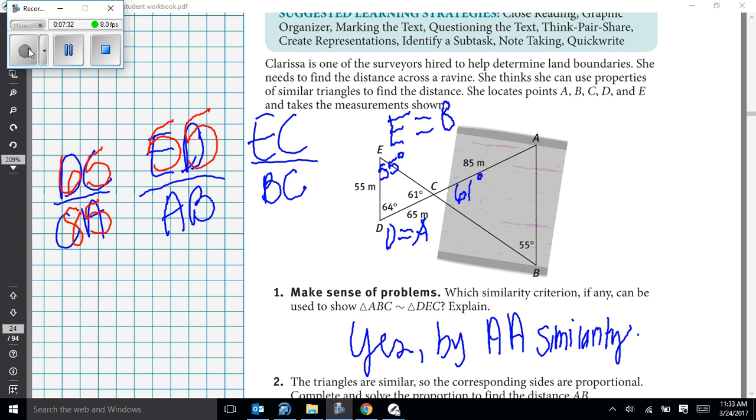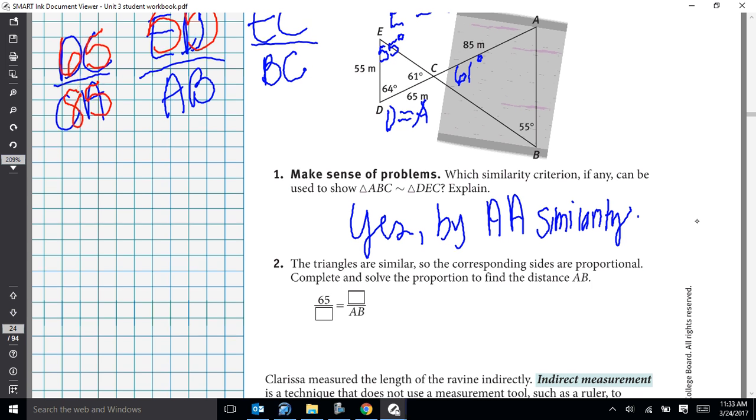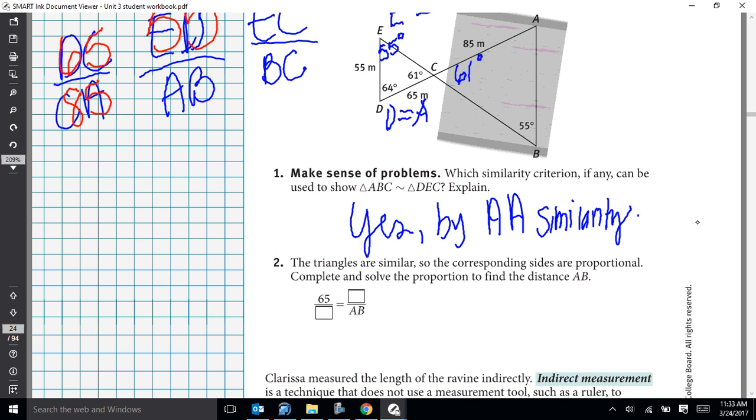We justified it with our explanation. Alright, so the triangles are similar, so the corresponding sides are proportional. We can solve the proportions to find the distance of the AC. So we filled in this, right? We had DC was 65, and it matches up to what? 85. And we filled it in up here. And then AB matches up to which side from the proportion? CD, which is how long? So can we solve that proportion plus AB?